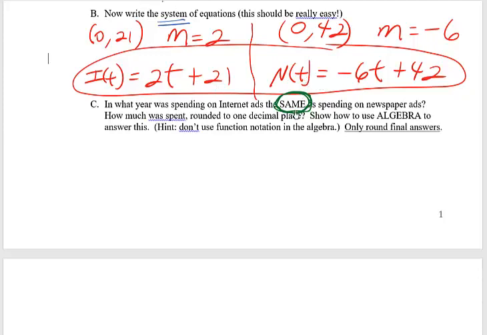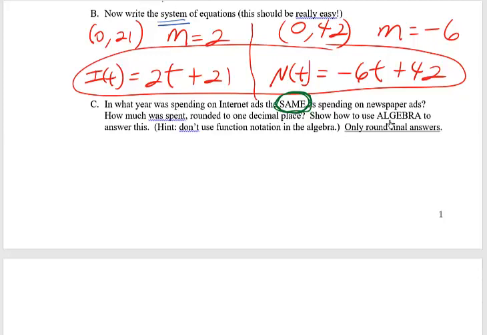Well, that's solving a system of equations. We also, it says, want to know how much money that was. So I want to know two things. I want to know when it happened and how much money it was. I know it's going to happen at some point, right? Because in 2007, the internet money was low, but it's been going up. The newspaper money was high, but it's been going down. At some point, those two amounts are going to be the same.